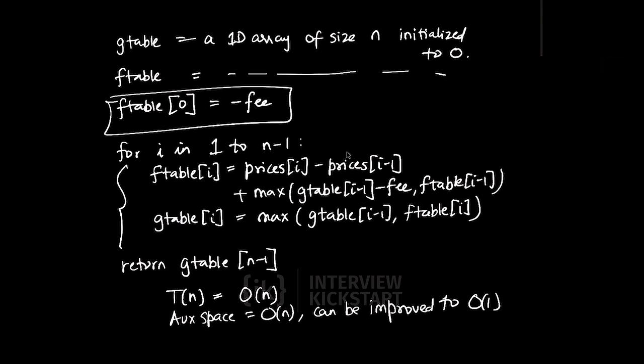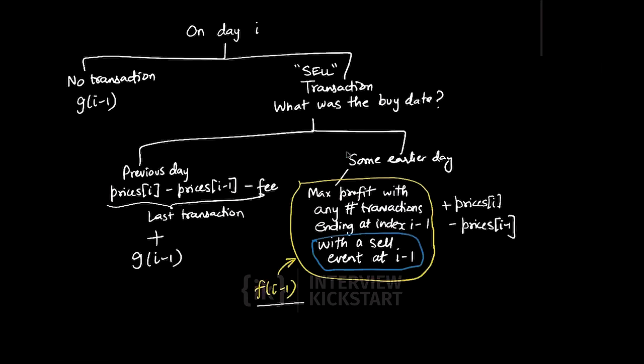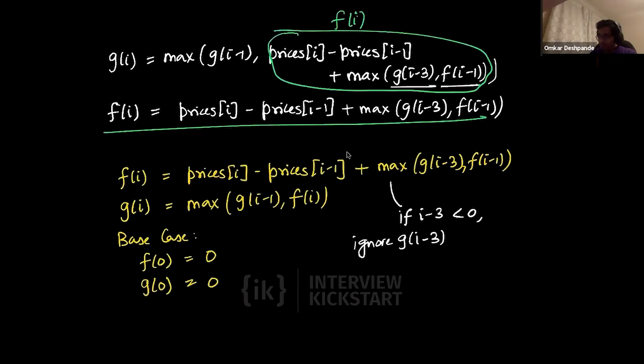I don't have a question about this problem, but actually the previous problem. I did not understand the I minus 3. I thought it would be I minus 2 because we have only 1 day of cooling period, right? Sorry, I might be asking a stupid question. So the thing is, when you are starting the transaction on day I minus 1, you have to go 2 days before I minus 1.